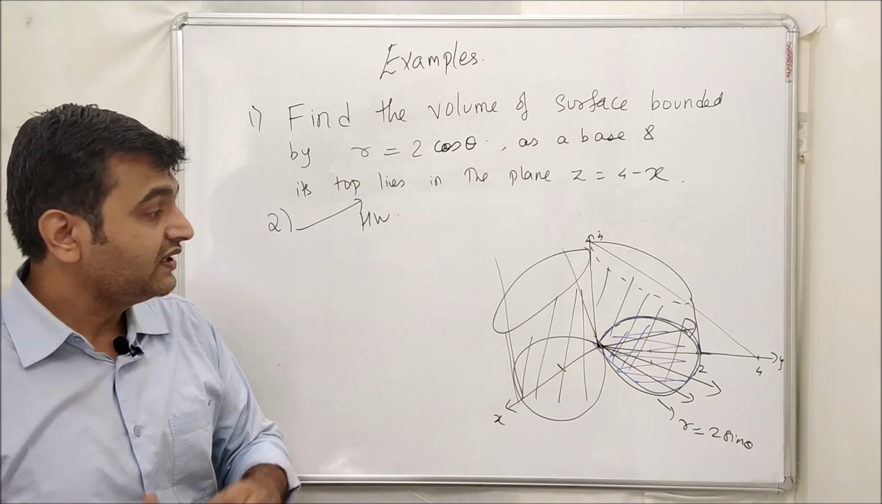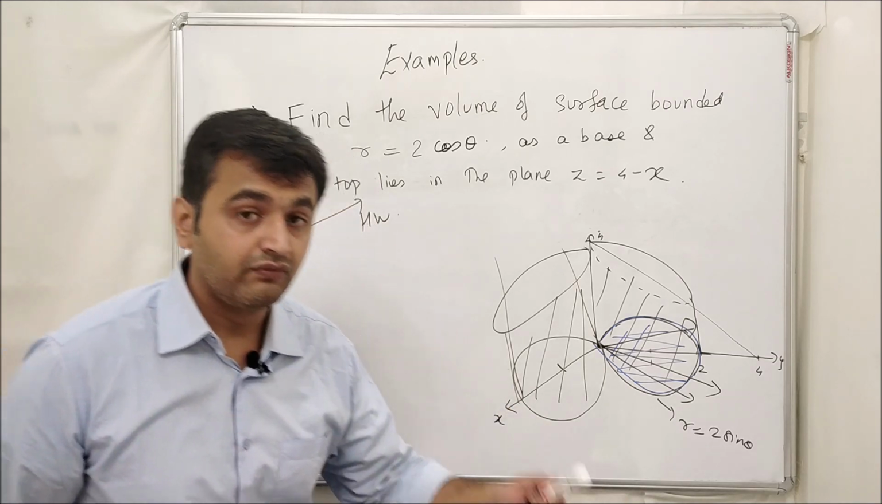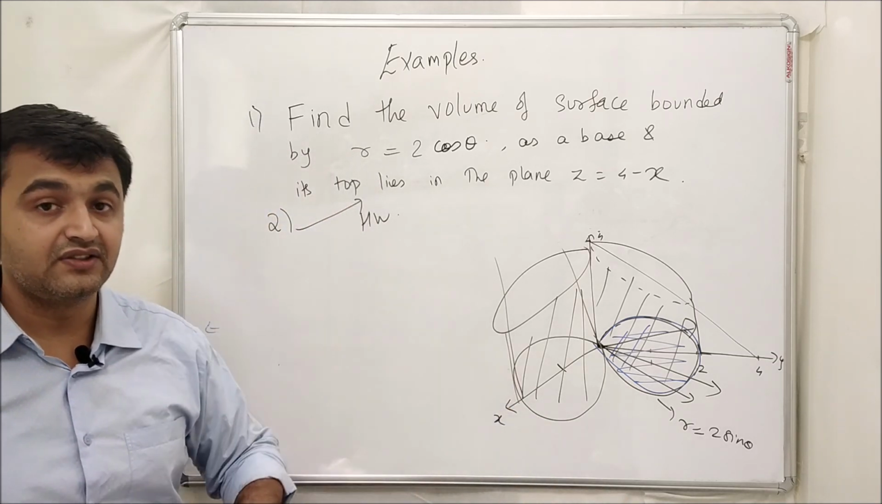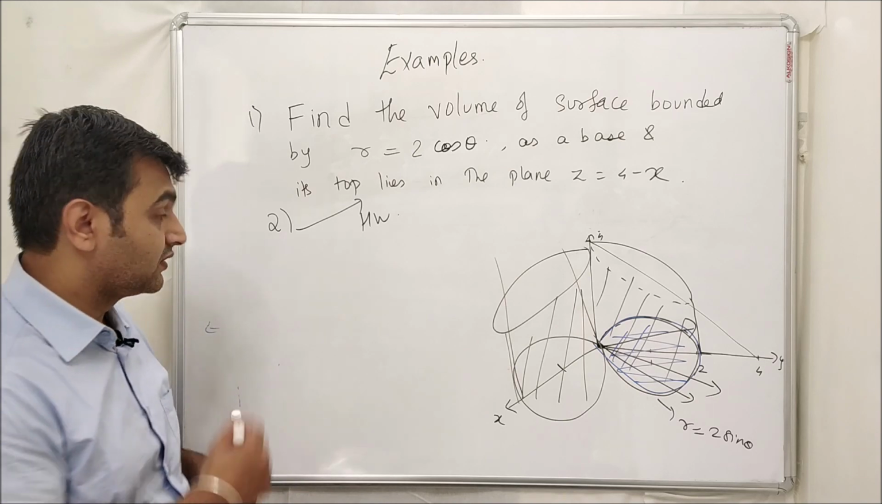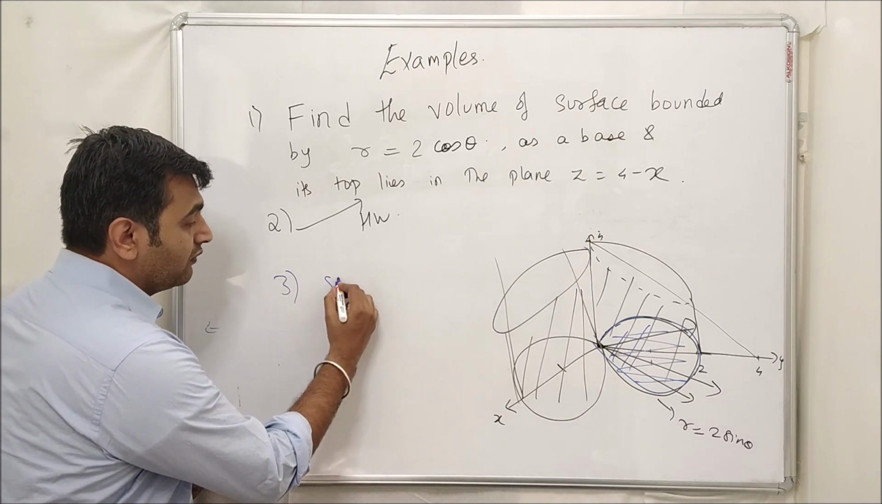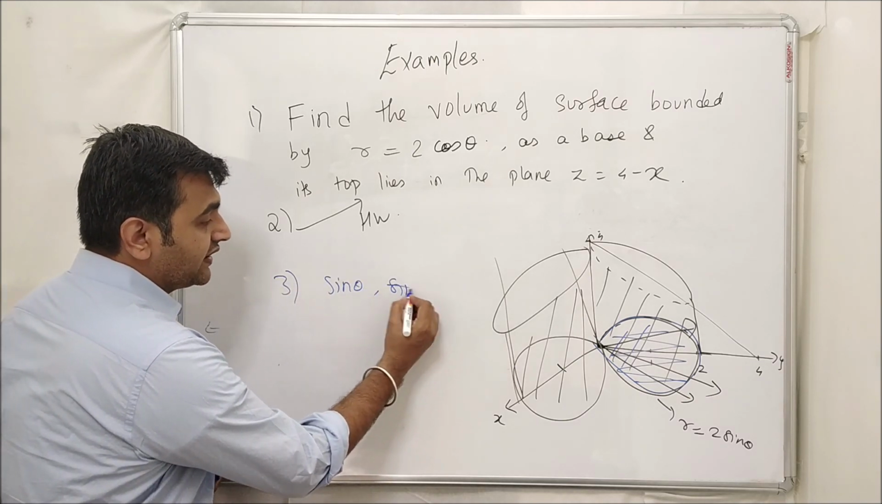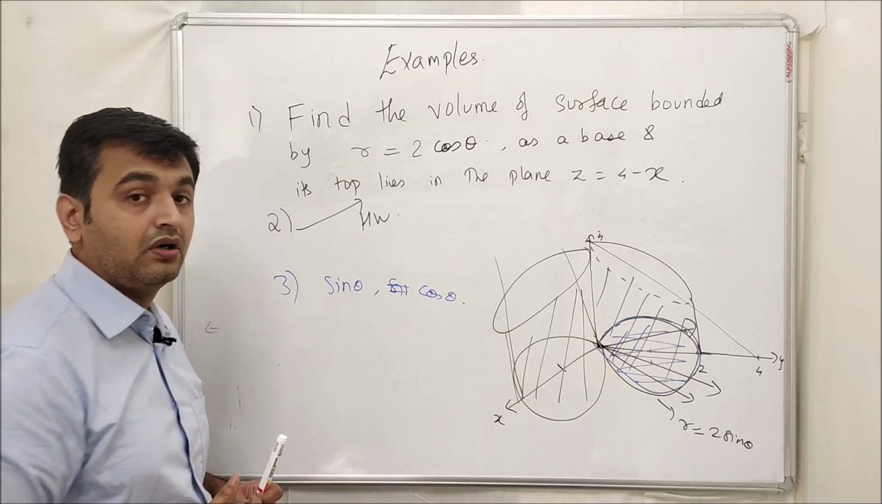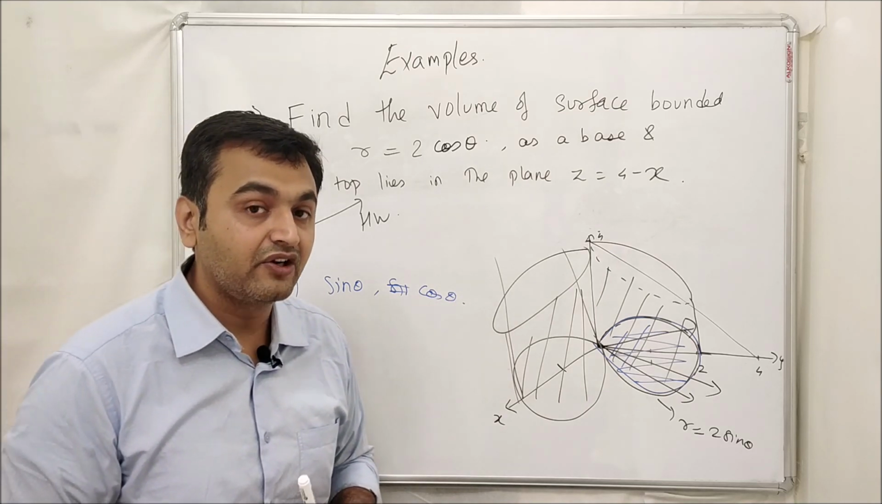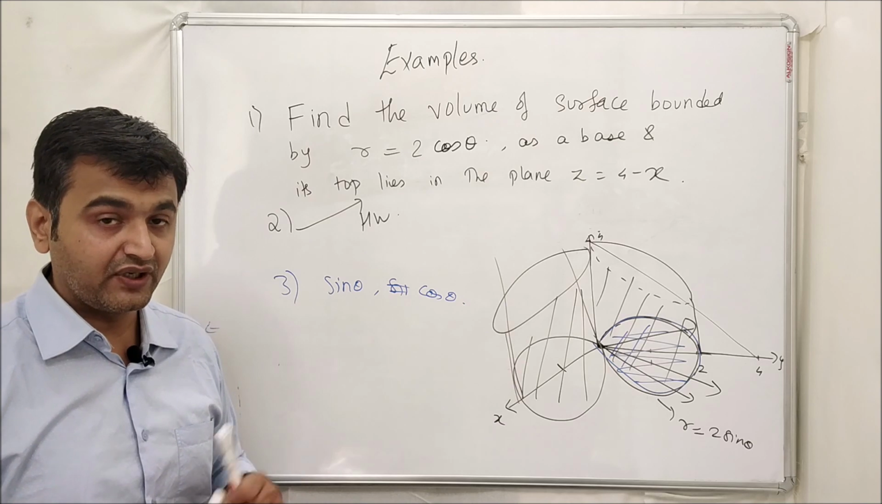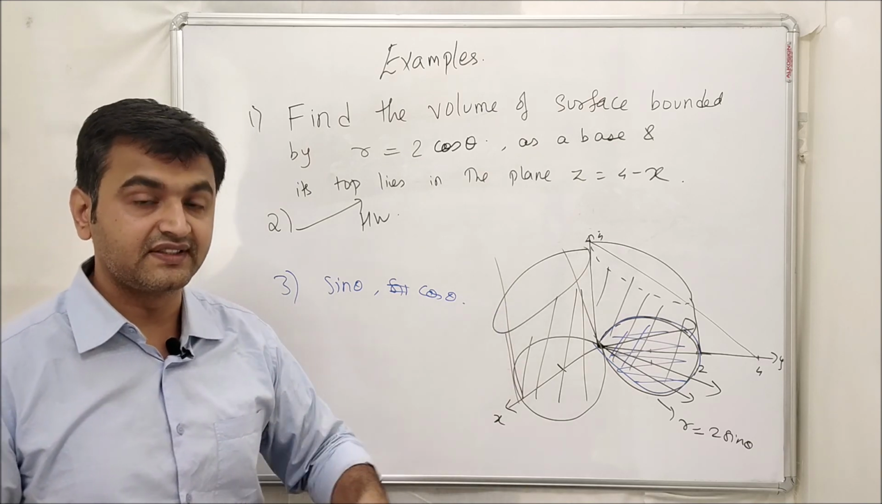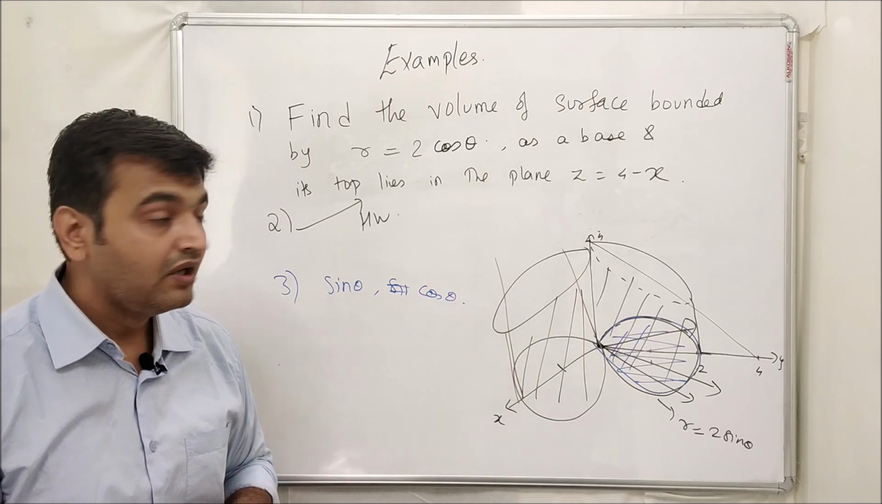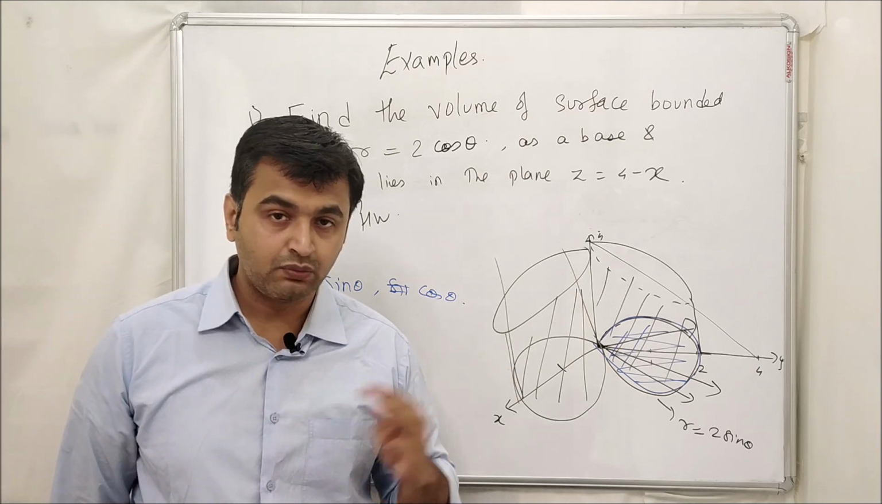So when you have only sin theta, the center is on the y-axis. When you have only cos theta, the center is on the x-axis. Third homework: when you have an expression involving both sin theta and cos theta, where will your center lie? Will it be on the x-axis, the y-axis, or in any of the quadrants, first, second, third, fourth?